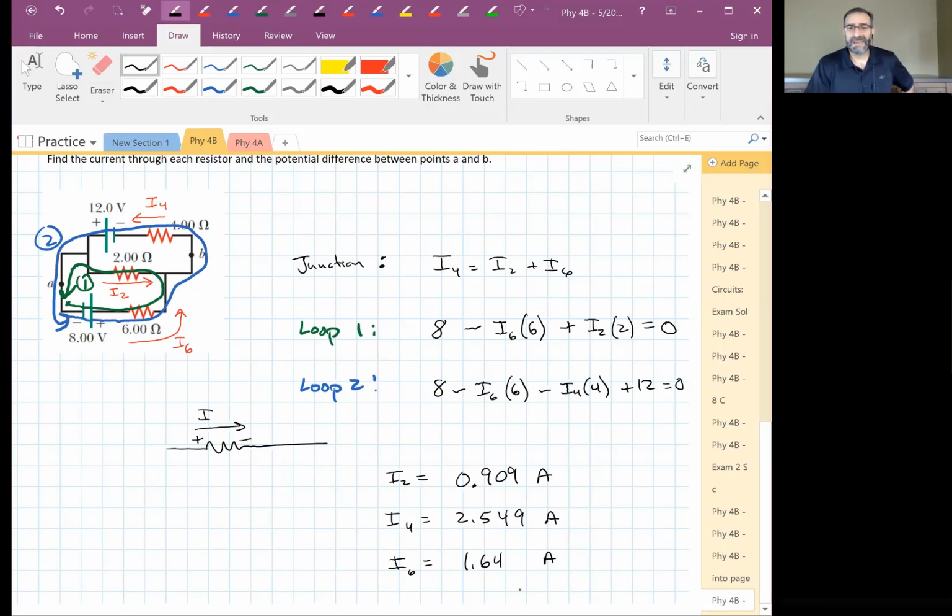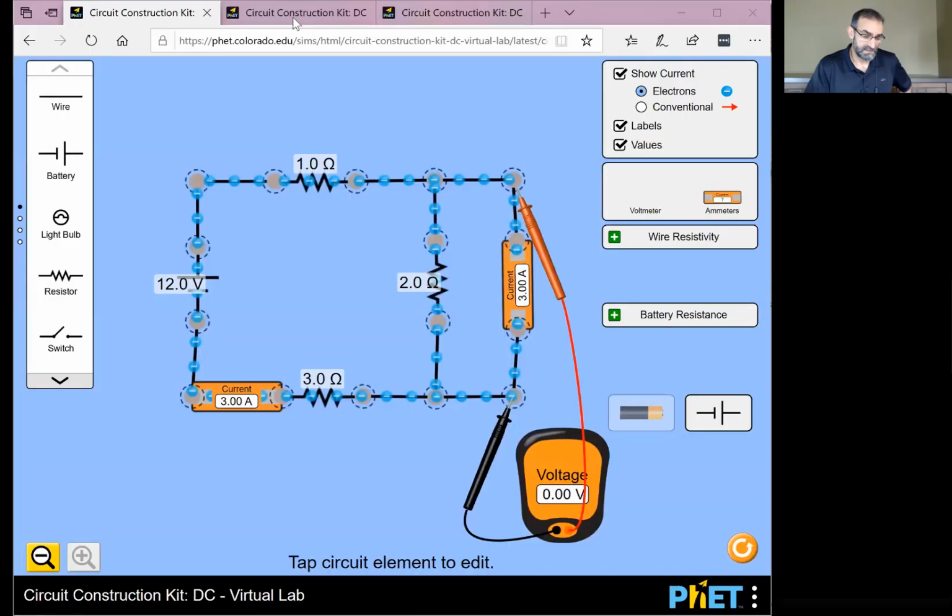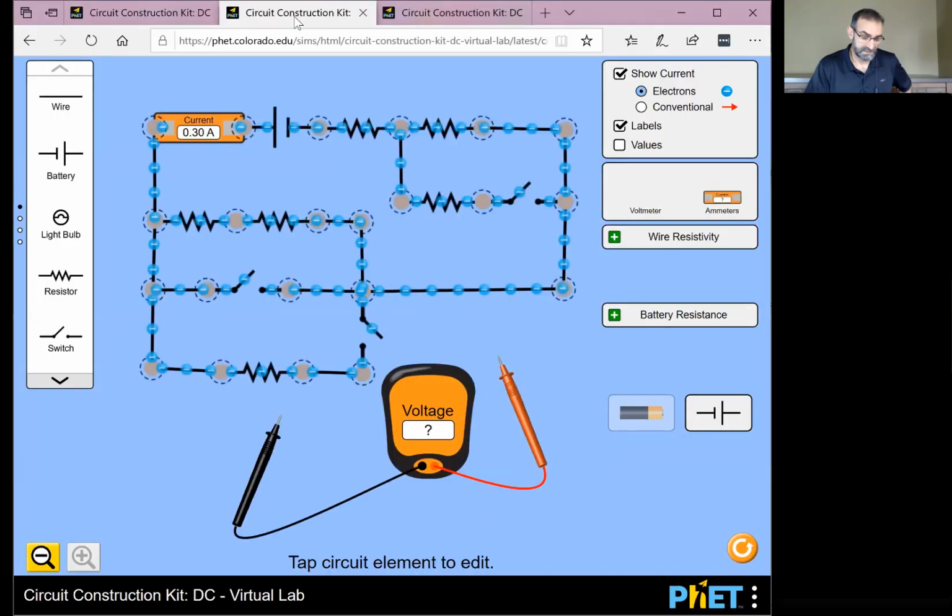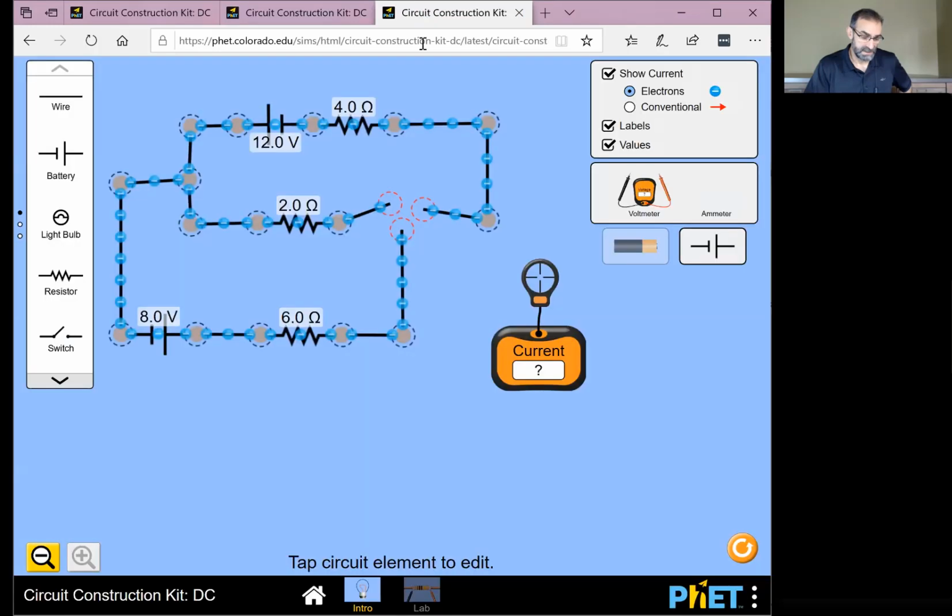If only there was a way for me to check my answers. What could I do? I could use a PhET simulation, couldn't I? Let's take a look. Okay, here's my circuit. Does it look like my circuit? I've got a 12 volt battery and an 8 volt battery, a 2 ohm, a 4 ohm, and a 6 ohm. I tried to make it look just like the circuit we're doing. Let's connect these together. There's the current flow.